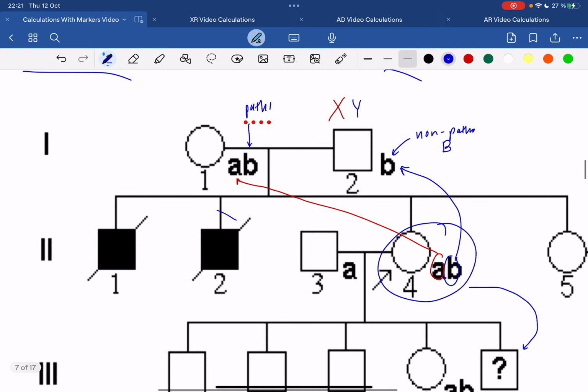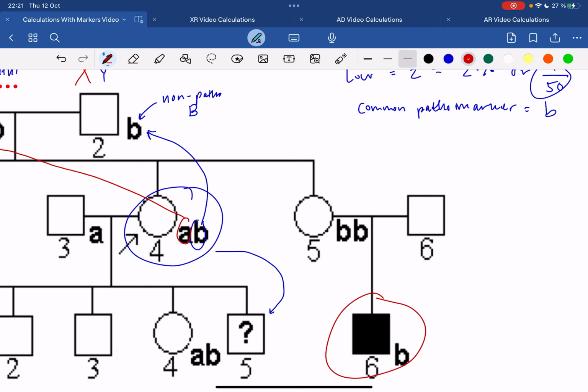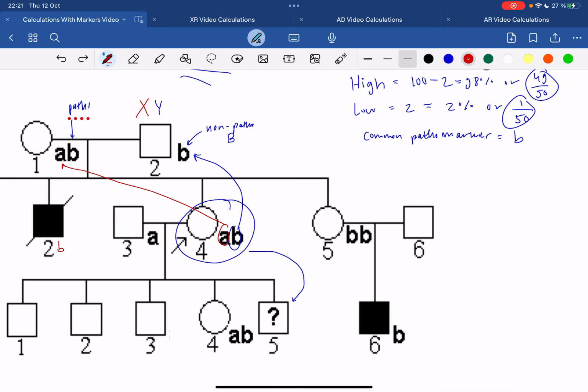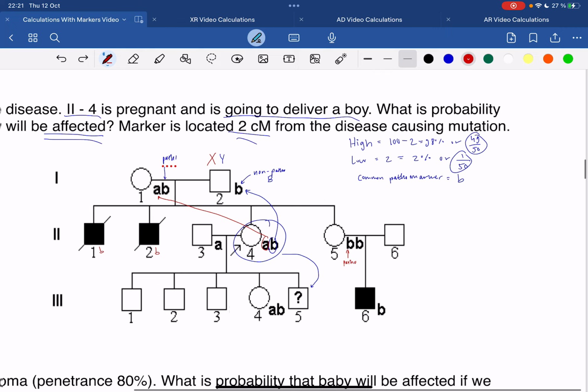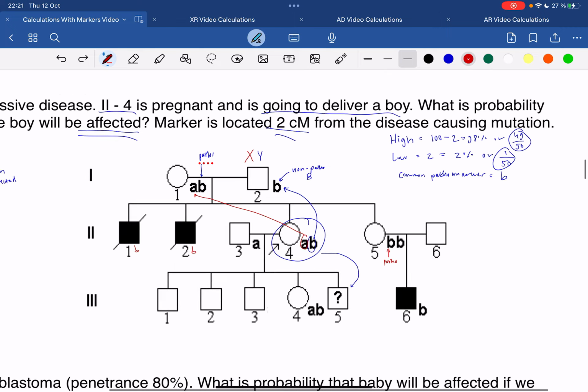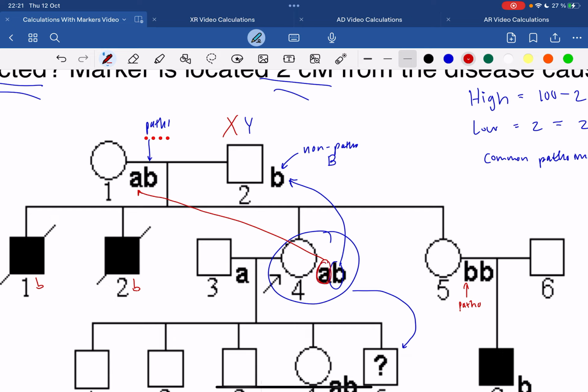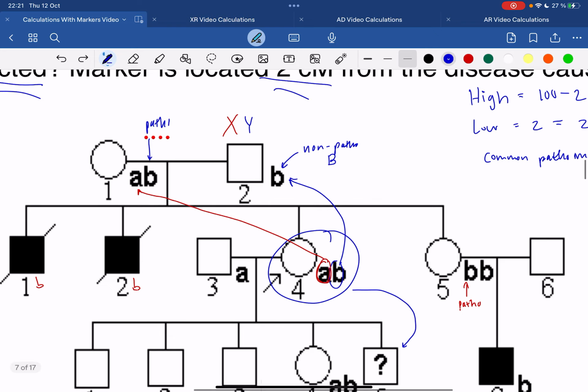Why? Because her sons are affected, so her sons must have gotten this pathological B. Just like this guy right here, and just like this daughter right here, because why? This daughter got 1 B from her dad and 1 B from her mom, and this is the patho B. We know for sure that she's carrying the patho B, which she must have given to her son as well. But here, for this girl right here, she's gotten 1 B from her dad and an A from her mom, because the only one who could have given her an A is the mom right here. So she has a pretty low chance of being a carrier.